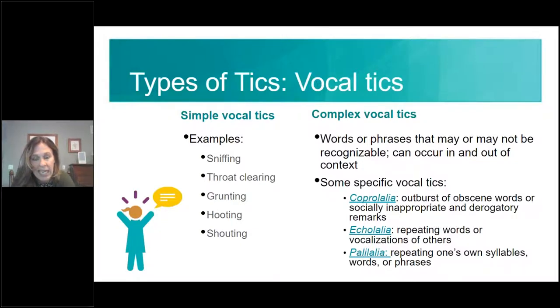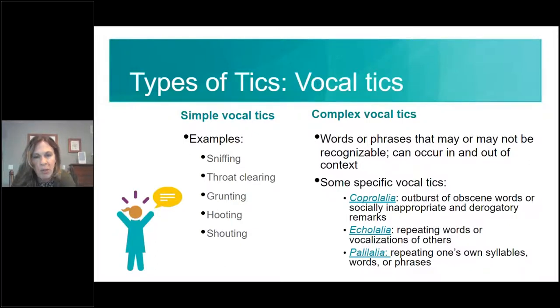Complex vocal tics are words or phrases that may or may not be recognizable. They can occur in and out of context. That can be difficult in the classroom, because sometimes you might be giving a lecture. I remember the very first time I spoke at the Tourette conference, I was giving a presentation to some of the youth on the youth track, and it was hard to focus because based on the context of what I would say, they would have vocal tics back to me.